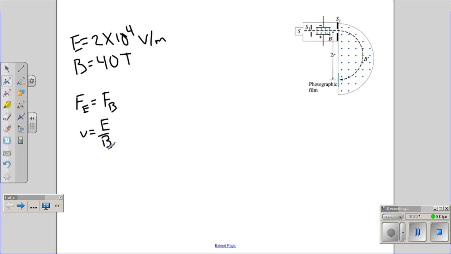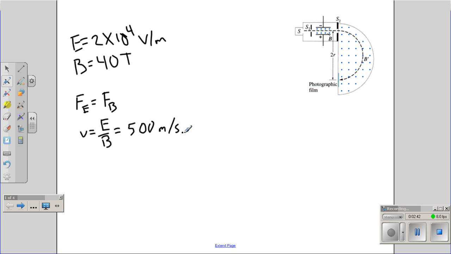Okay, so to find the velocity these particles are coming out at, all we have to do is divide 2 times 10 to the 4 by 40, and we find that our special velocity in this case is going to be 500 meters per second.